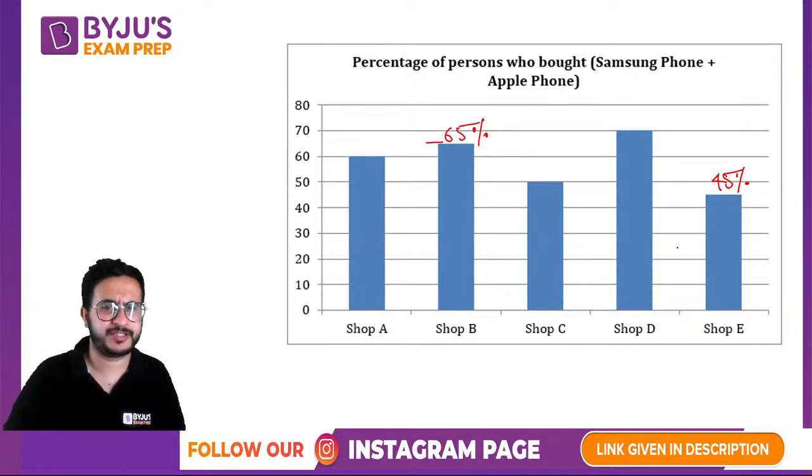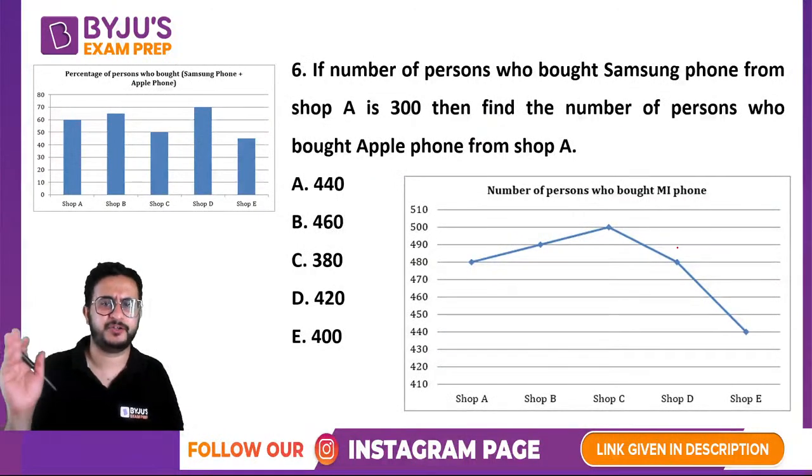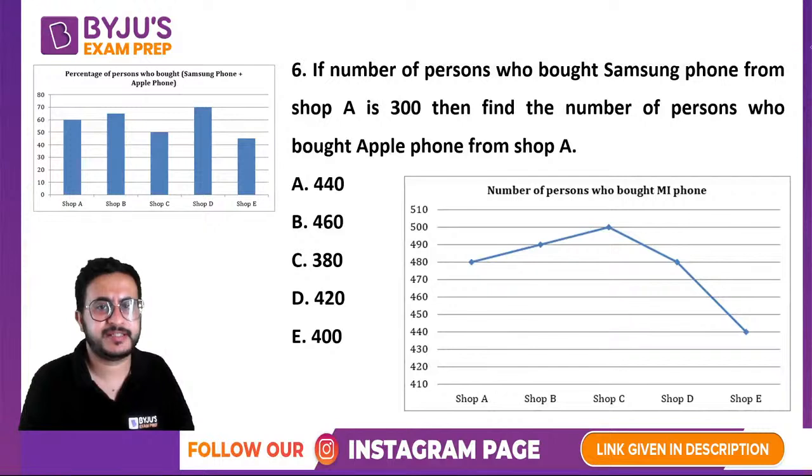Now there's a slight logic in this, not so difficult logic. The thing is, there are only 3 kinds of phones, right? MI plus Apple plus Samsung.